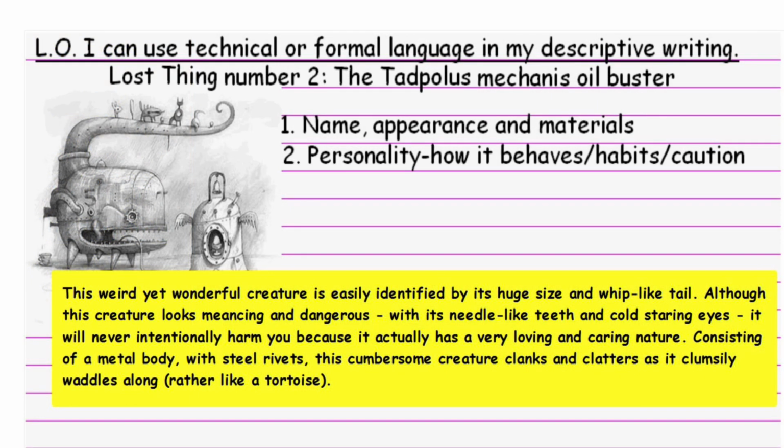Now let's have a look at how this would be written into an explanation text. Here's an example from the book, What Miscellaneous Abnormality Is That, for this lost thing. Notice they always have a really interesting name, a number for a start. This one is lost thing number 2, the Tadpolus Mechanis Oil Buster. You can just completely make this up as long as it sounds scientific enough. Now paragraph 1 has to detail the name, appearance and materials that the lost thing is made of. So let's read this part through.